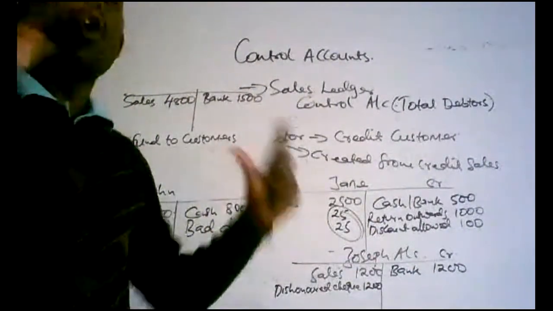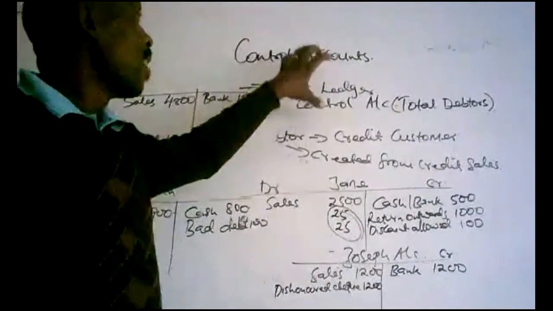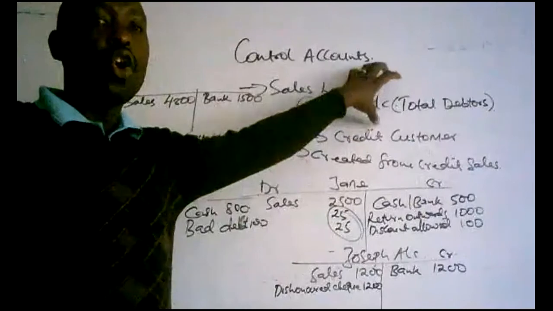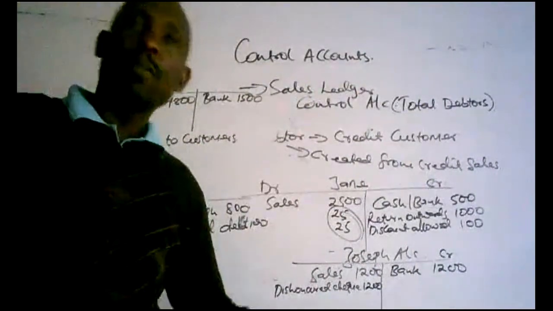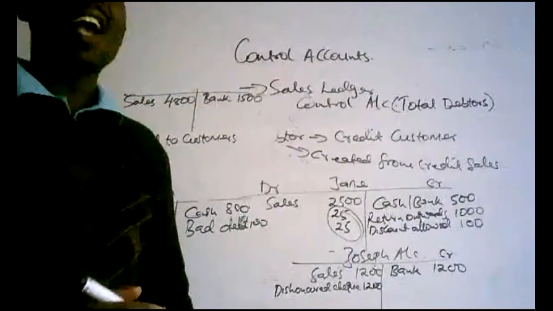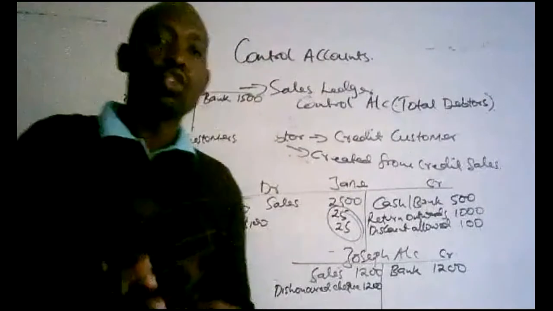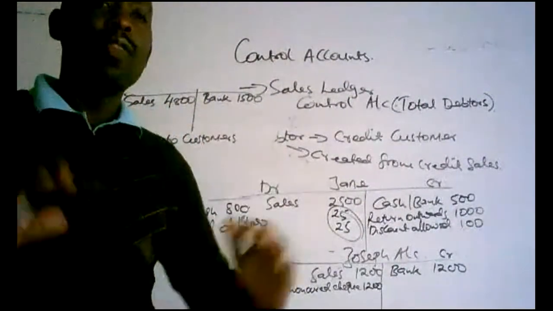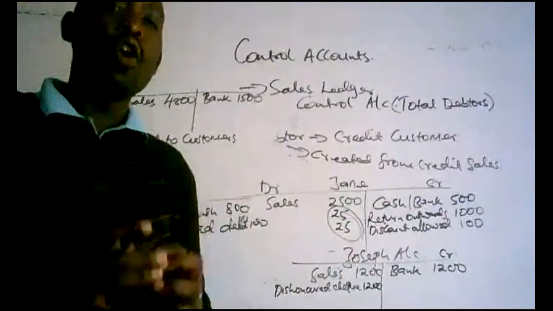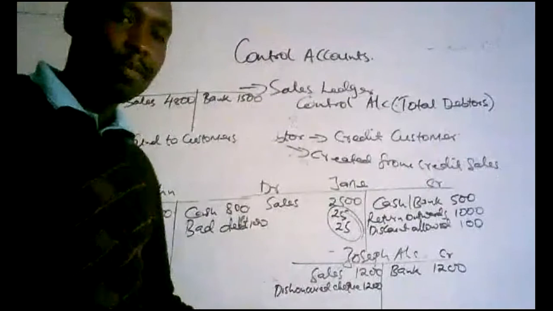a summary of all the debtors, that particular account is going to be known as the sales ledger control account, or sometimes known as total debtors control account. And total debtors nowadays are also known as the accounts receivable. Therefore, the account can also be known as the total receivables control account. So it is one account that is giving a summary of all the individual ledger accounts of the debtors.